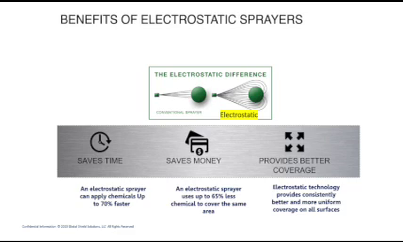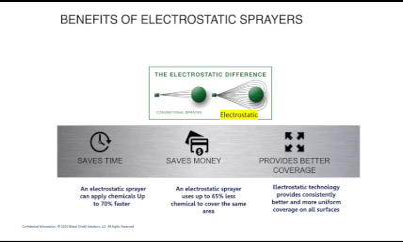And with an electrostatic sprayer, you get a finer mist, and we can benefit from what's called a wraparound effect, where because we're putting an electrical charge on the product that you're spraying, it will wrap around as it tries to get to a grounded electrical potential. So this saves time, saves money, and provides much better coverage than the typical sprayers that we're all used to.